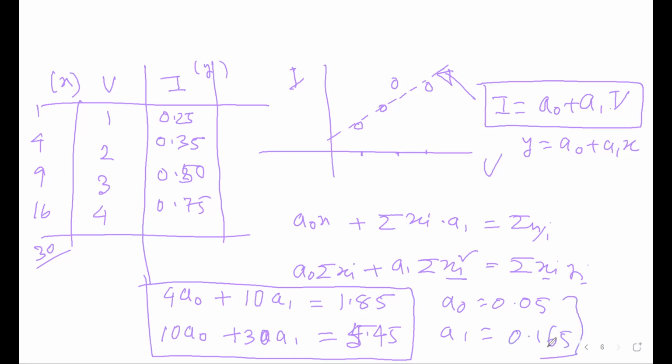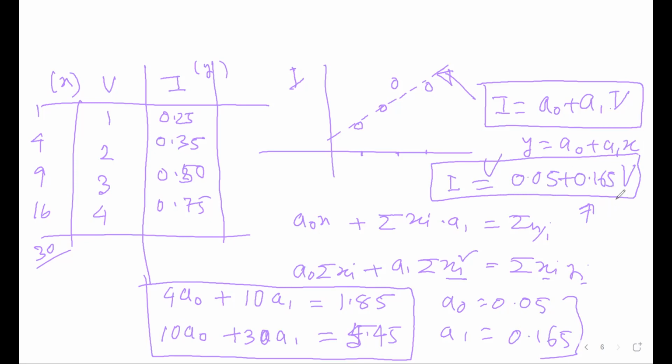Is it okay? Yes, sir. Then your straight line equation, the VI characteristic that you are obtaining, is equal to what? Your I is equal to 0.05 plus 0.165 into V, isn't it? Yes, sir. This is now the exact relationship of your Ohm's law that you followed in your experiment, okay?